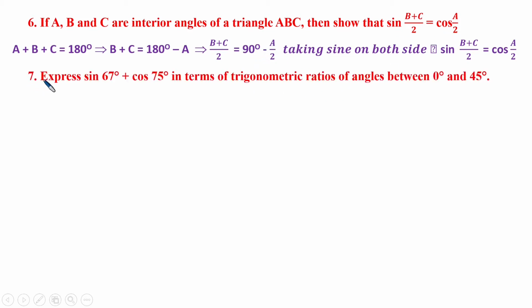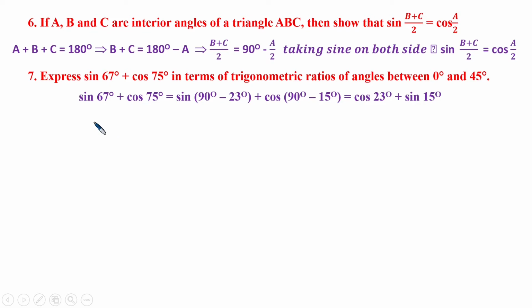This is problem number 7: express sine 67 degrees plus cos 75 degrees in terms of trigonometric ratios between 0 degrees and 45 degrees. So sine 67 plus cos 75 I can write like this. Again, I use the other identities. 67 is 90 degrees minus 23. So this will become cos of 23.